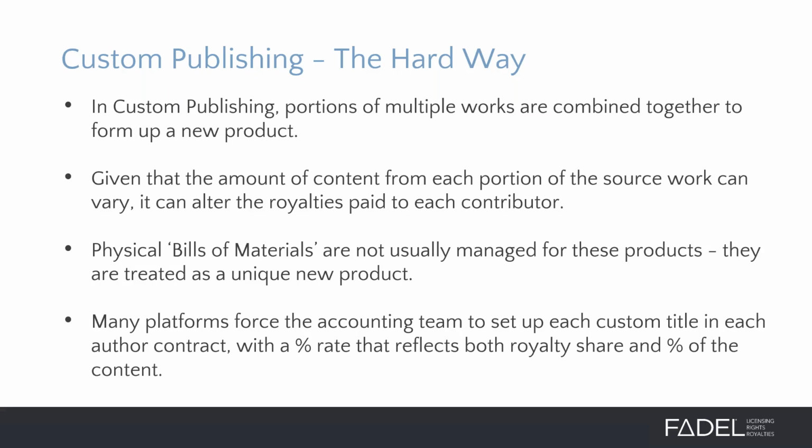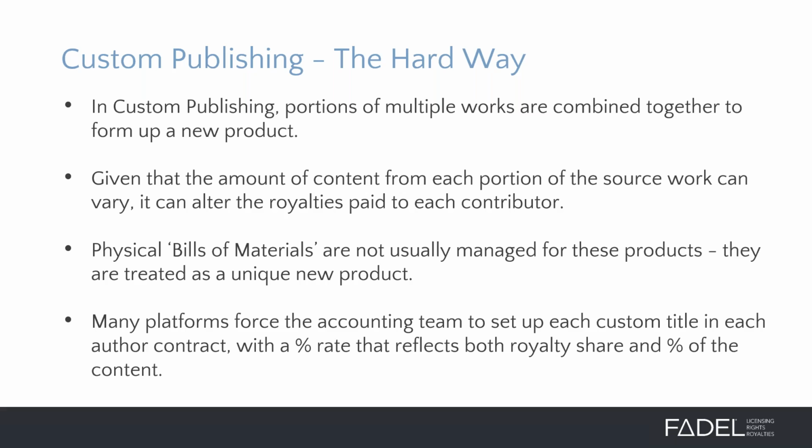Now, in custom publishing, it's a little different. You've got portions of multiple works that can be combined together to form a new product. And given that the percentage of the content from each of your source or each of your original titles can vary, then there can be varying royalties that you pay to each contributor, based on the percentage of content, or based on the way that it's been divvied up. So you don't generally have a bill of material for managing these products. They're pretty much treated as a unique new product.